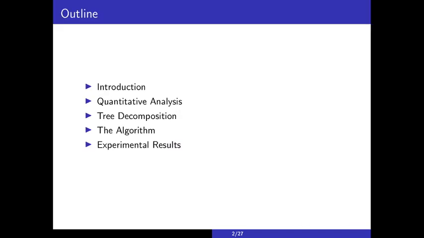We will start by giving a quick introduction, revisit some quantitative objectives on Markov chains and Markov decision processes, revisit Treewidth and tree decomposition, and continue by explaining the main idea and the main algorithm of the paper, and finally conclude by demonstrating some experimental results of our approach.